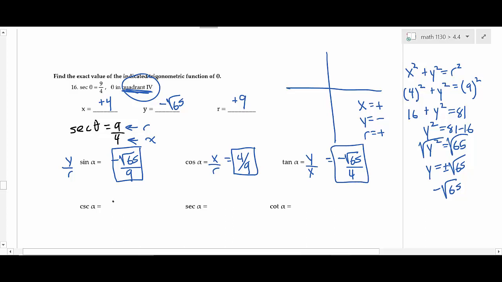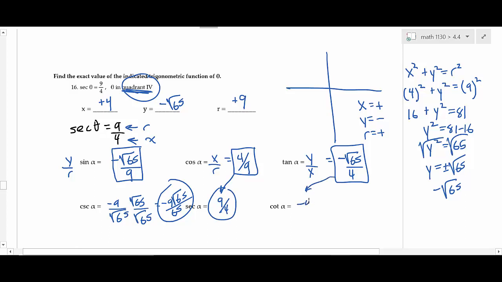Okay, the cosecant is negative 9 over root 65, but you need to go ahead and rationalize the denominator, which you can do in your head. So I'm going to rationalize the denominator to get negative 9 root 65 over 65. Okay, so that takes care of that. The secant is the reciprocal of the cosine, so that's 9 over 4. The cotangent's reciprocal of tangent, so that's negative 4 over root 65. Then if I rationalize the denominator, that's going to give negative 4 root 65 over 65.